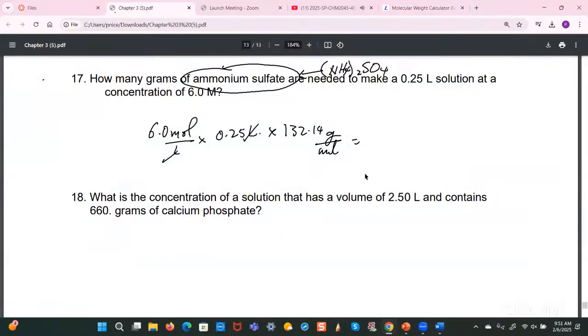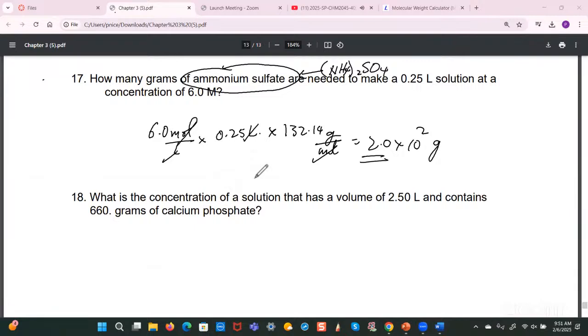Let's see what the result is. 6 times 0.25 times 132.14, and that gives 198. Well, rounded off to 2 sig figs, I would have to express this in scientific notation. 2.0 times 10 to the 2, and the units here will be grams, because they have to round this off to 2 sig figs. So the mole units will cancel out, and you'll be left with your answer expressed in grams, right? Okay, any question about this one?